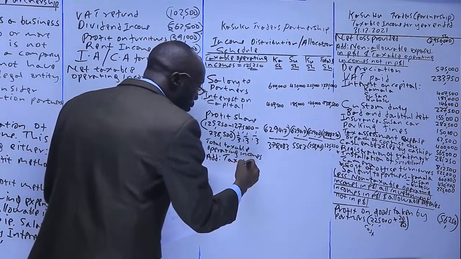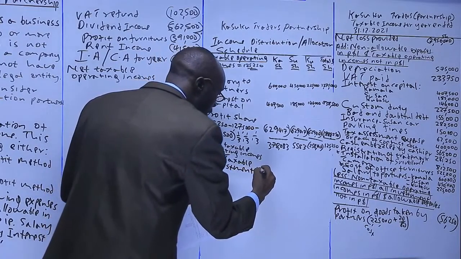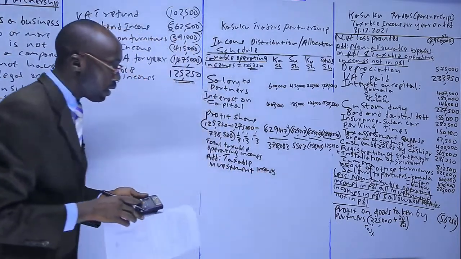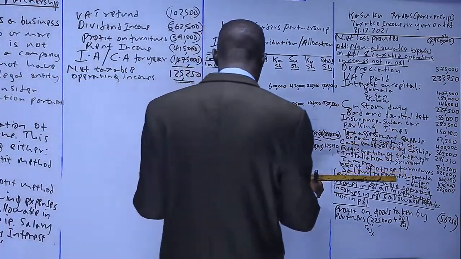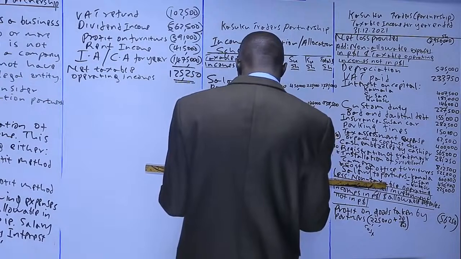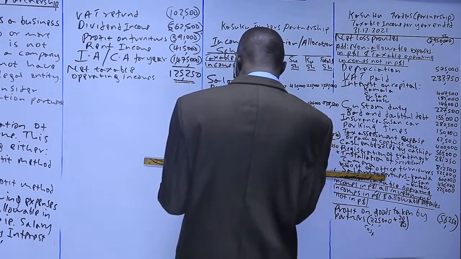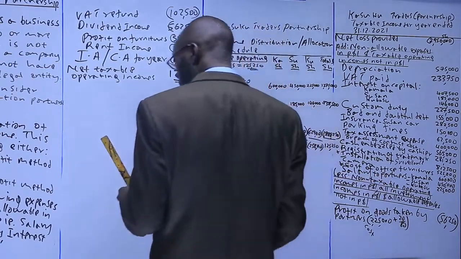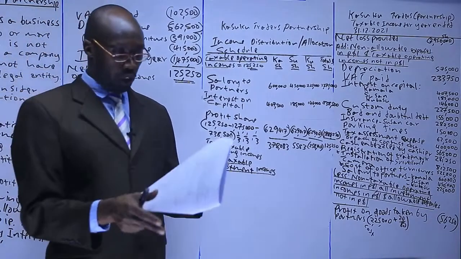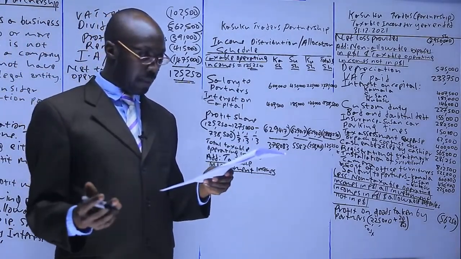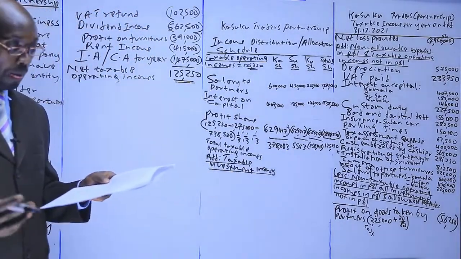You add the taxable investment income. Taxable investment incomes. So for the taxable investment incomes, we need to go to the question, especially in the income statement, determine if we had an investment income, and then we share if it is taxable.